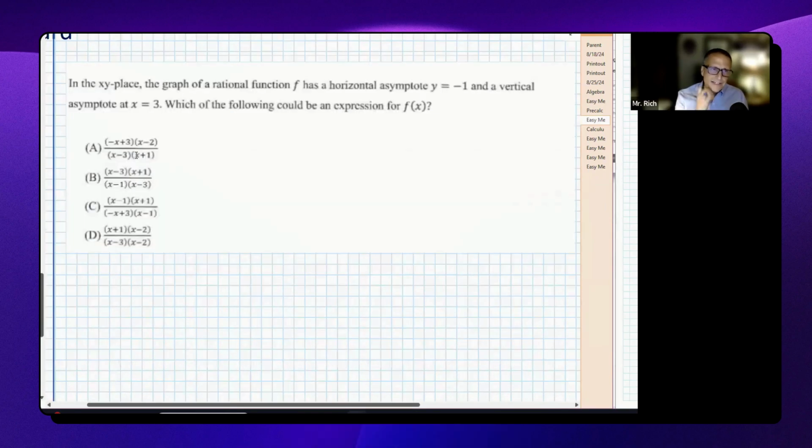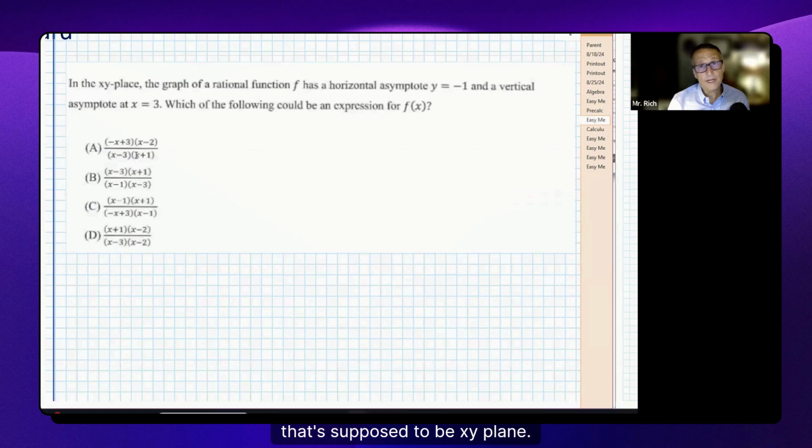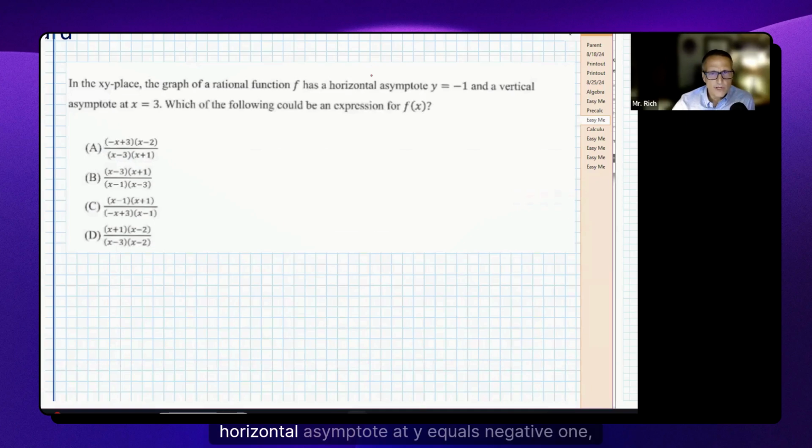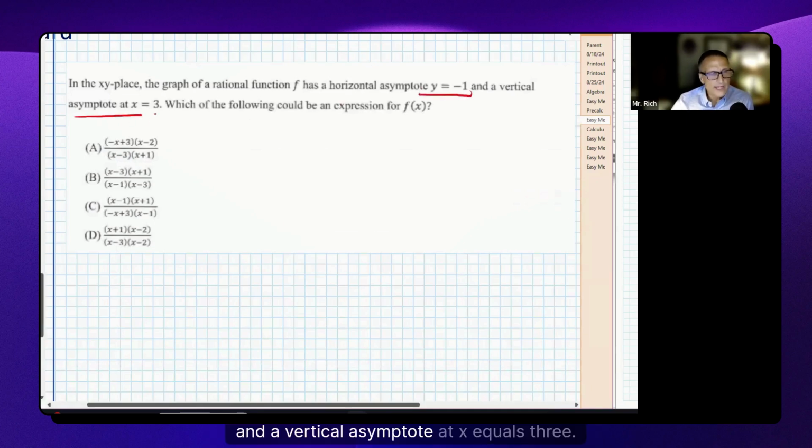This question says, in the XY, that's supposed to be XY plane, I would imagine. In the XY plane, the graph of a rational function f has a horizontal asymptote at y equals -1 and a vertical asymptote at x equals 3. Which of the following could be an expression for this function called f of x?